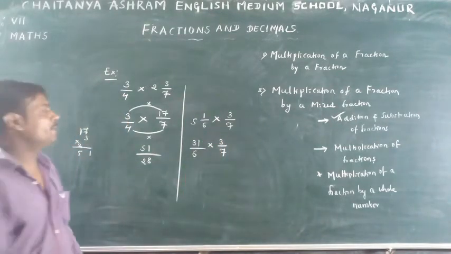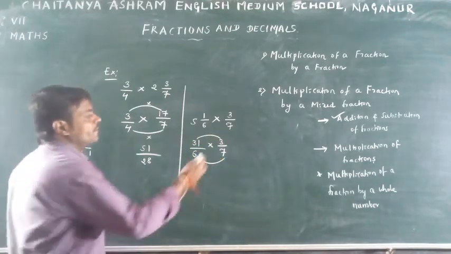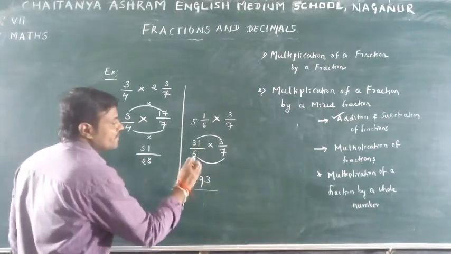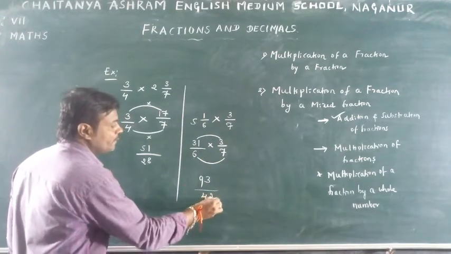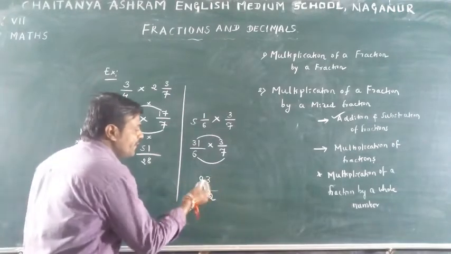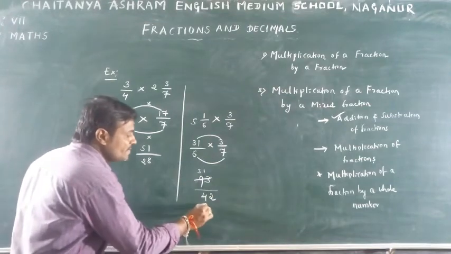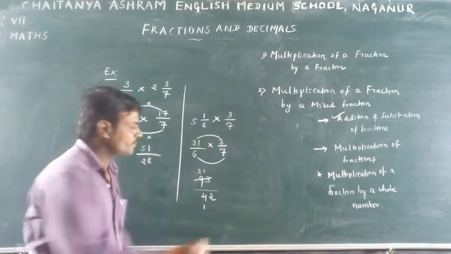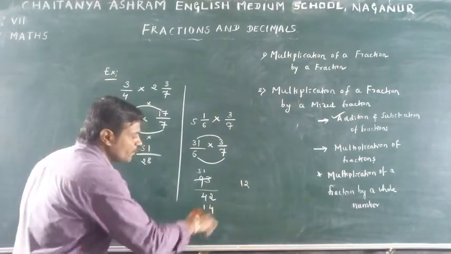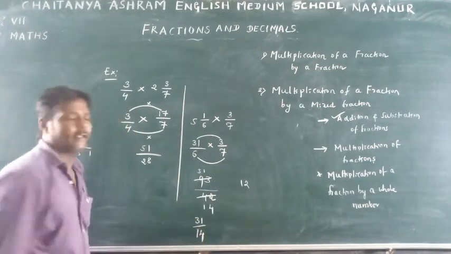Okay, then multiply numerator to numerator and denominator to denominator, that is 31 into 3 is 93, 6 into 7 is 42. Write it in simplest form. 3 divides 93: 3 3s are 9, 3 1s are 3, so 31 remains, and 3 divides 42: 3 4s are 12, 3 14s are 42, so 14. So its answer is 31 divided by 14.